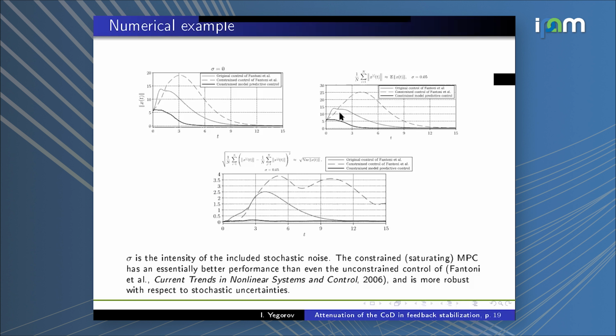And this is actually for the system with noise, we consider the mean value of the norm of our state. But when we use the model predictive control approach based on our optimization algorithm, we see that it's stabilized pretty well. And the variance is also not very large.